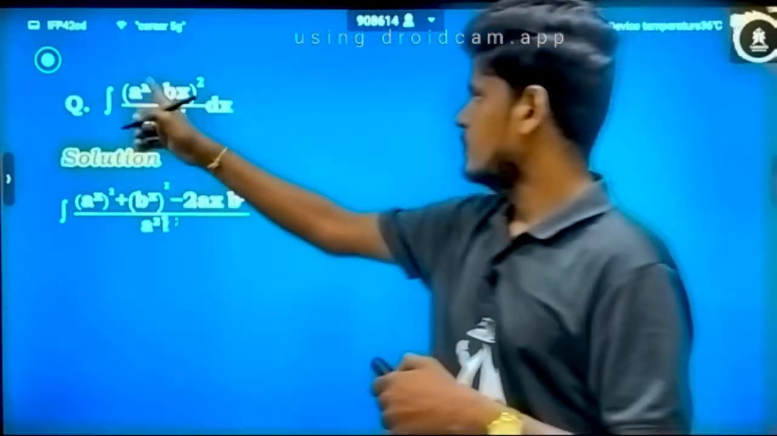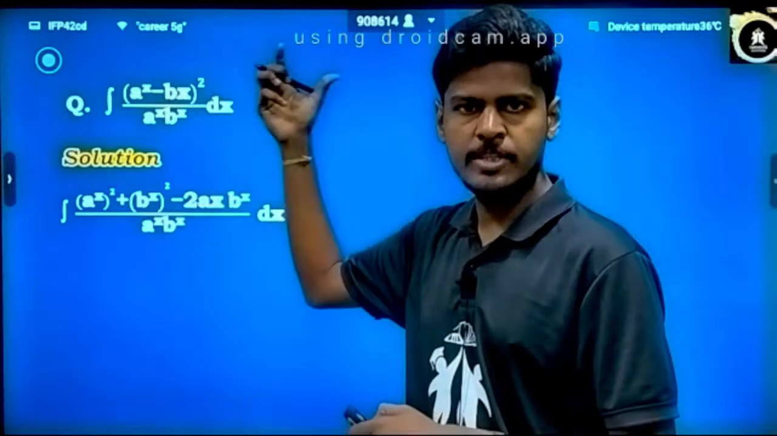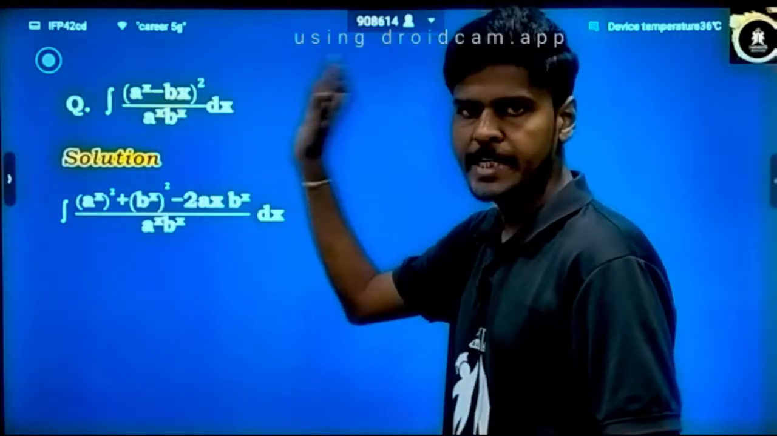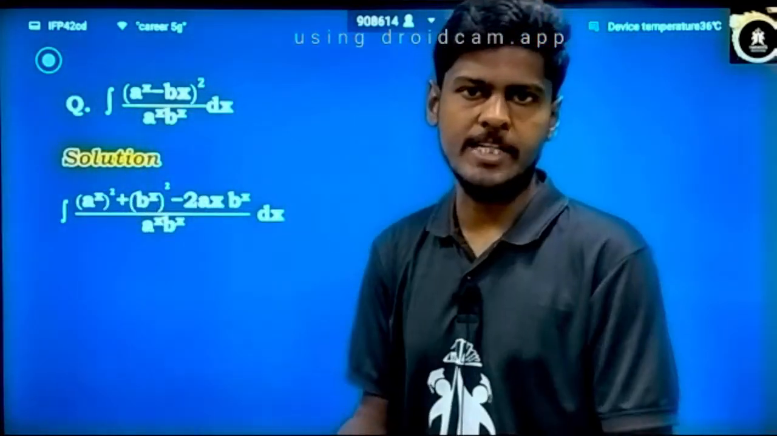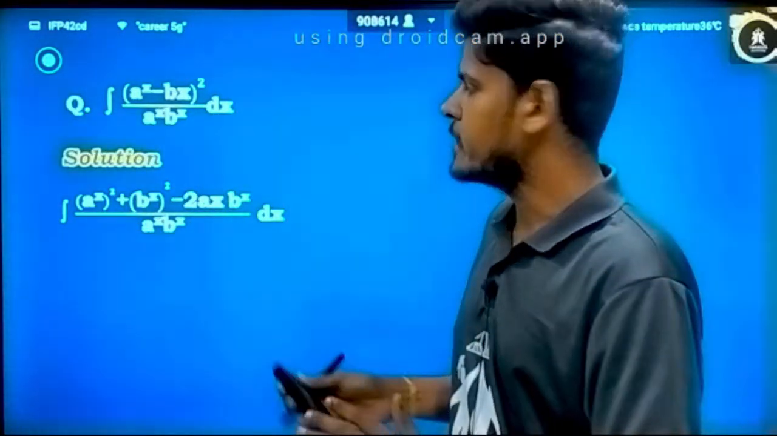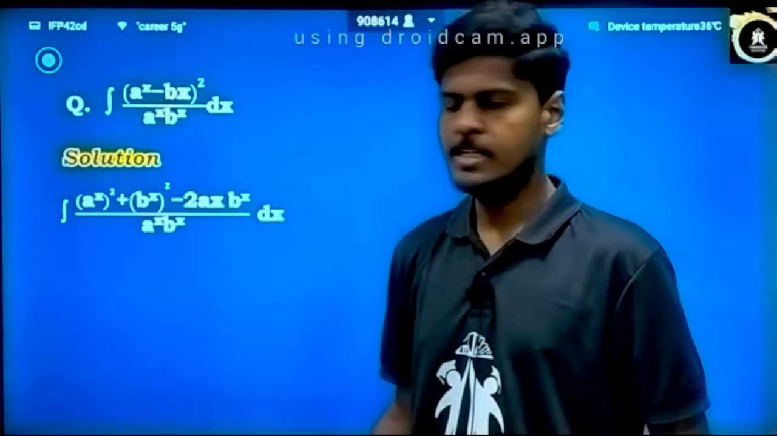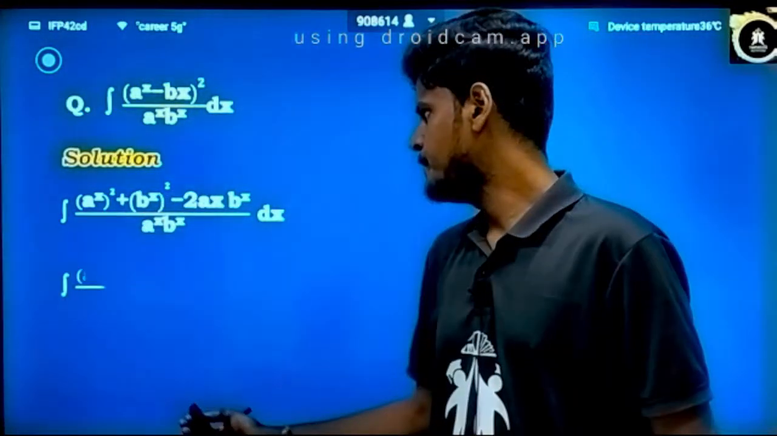So what we need to do? Expand this and divide this. Our purpose is to break down this given question into separate integrals in addition or subtraction form. We only know the property for addition or subtraction of different functions, integrals of different functions. So that's why we are doing that.